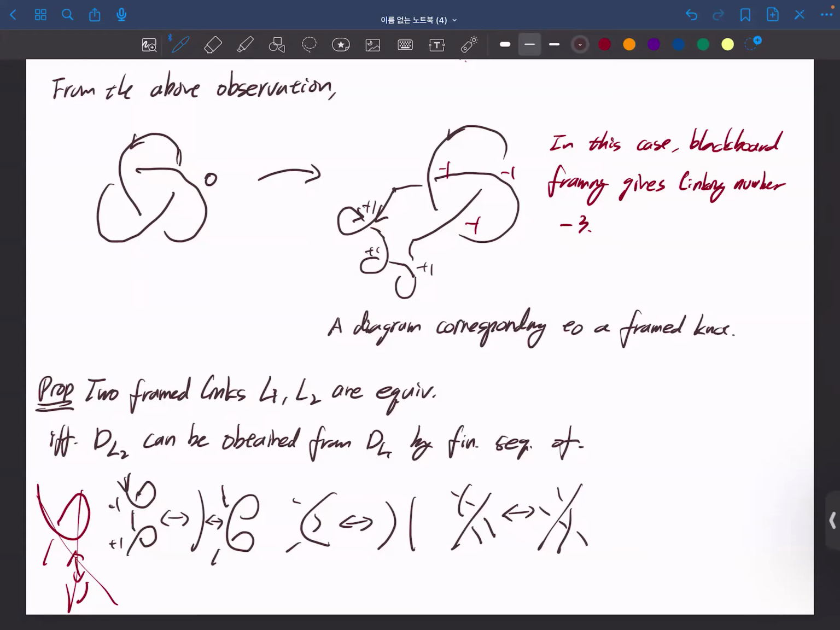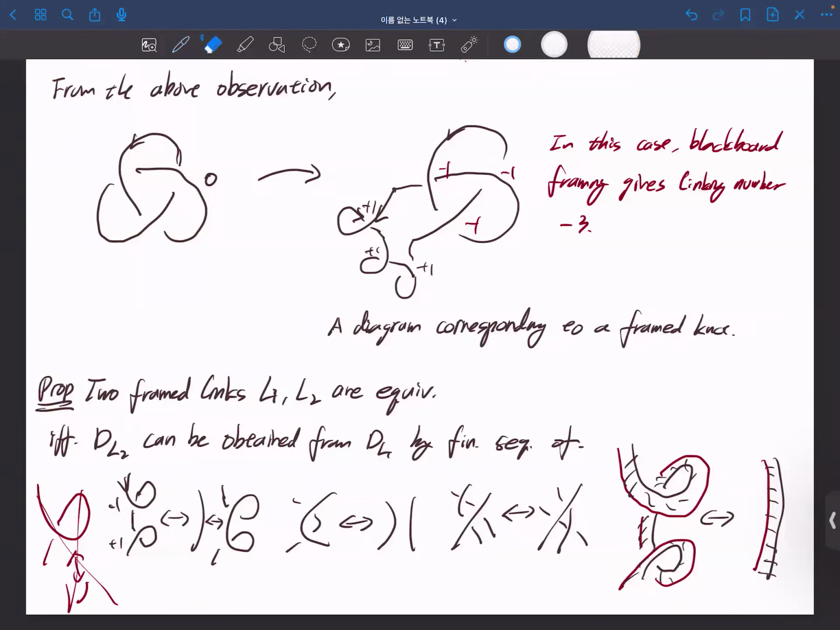So if you draw blackboard framing here, then you can see this one is equivalent, the same as this one, as a band also. So in some sense, it is reasonable to add these moves instead of Reidemeister move 1.